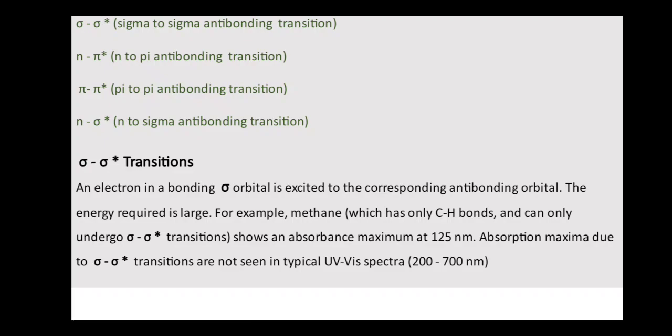An electron in the bonding sigma orbital is excited to the corresponding antibonding orbital. The energy required for this is very large. An example of this is methane, where it can undergo only sigma to sigma antibonding transitions, and absorption is at 125 nanometer. And such absorptions cannot be observed by using the typical UV and visible spectra.